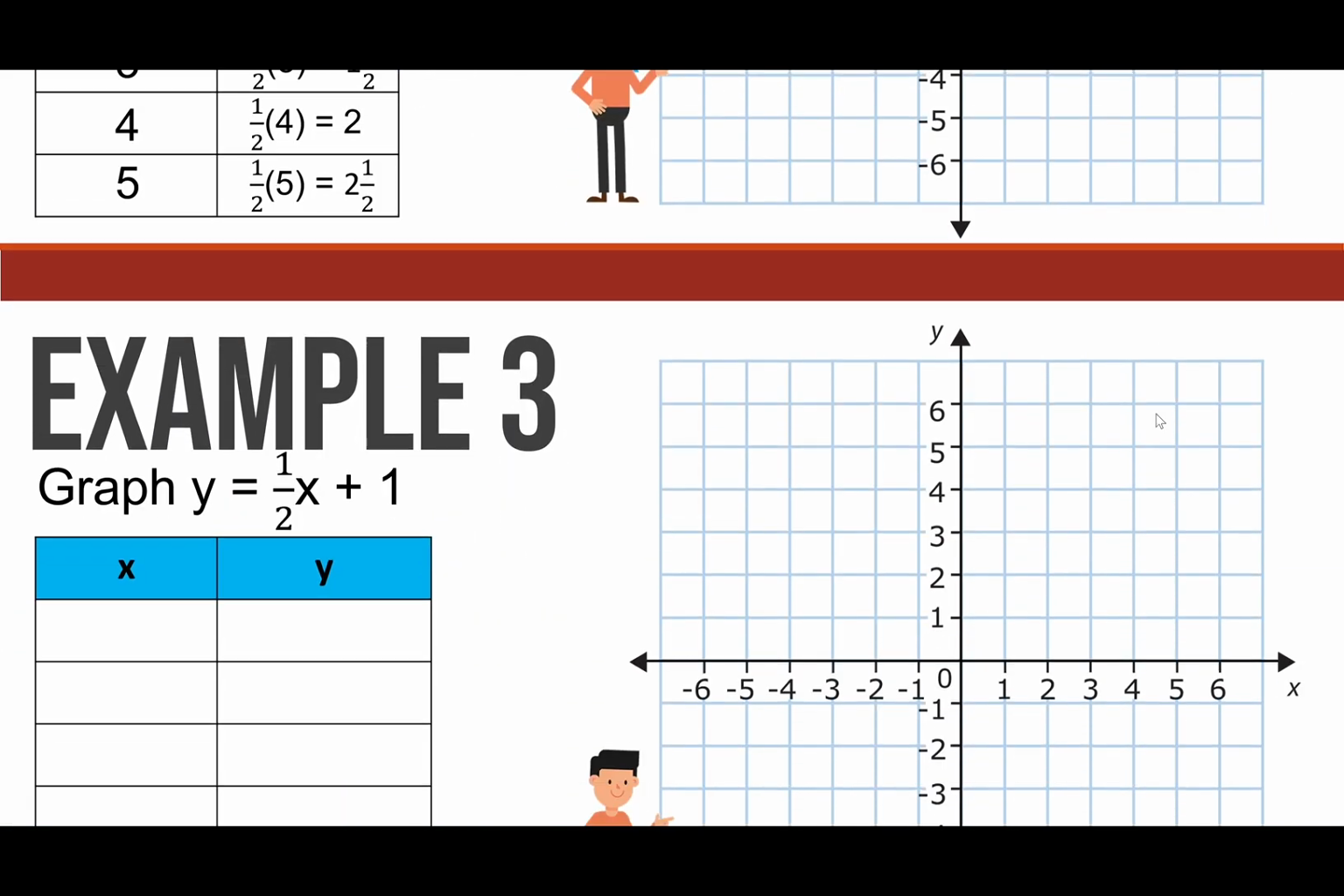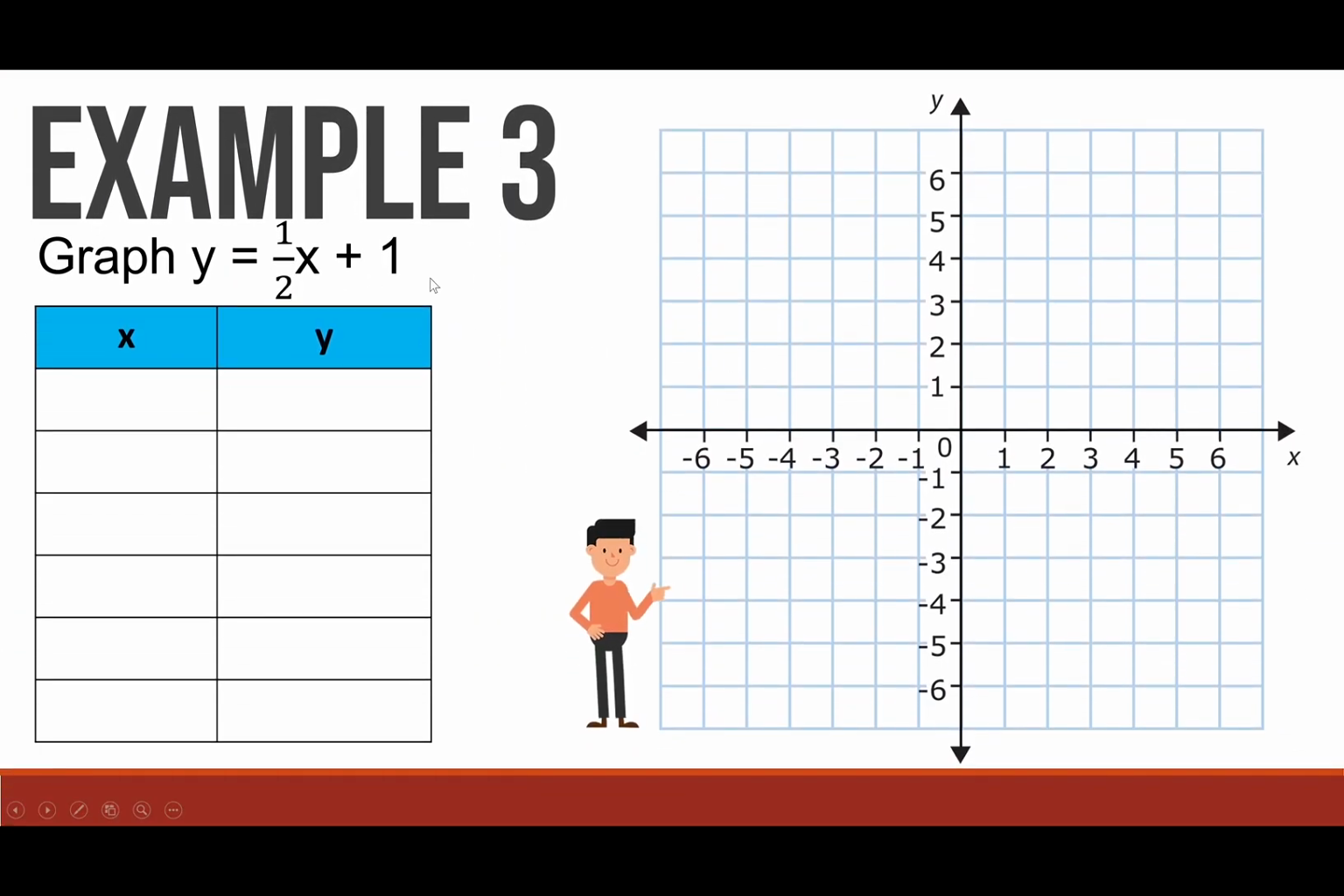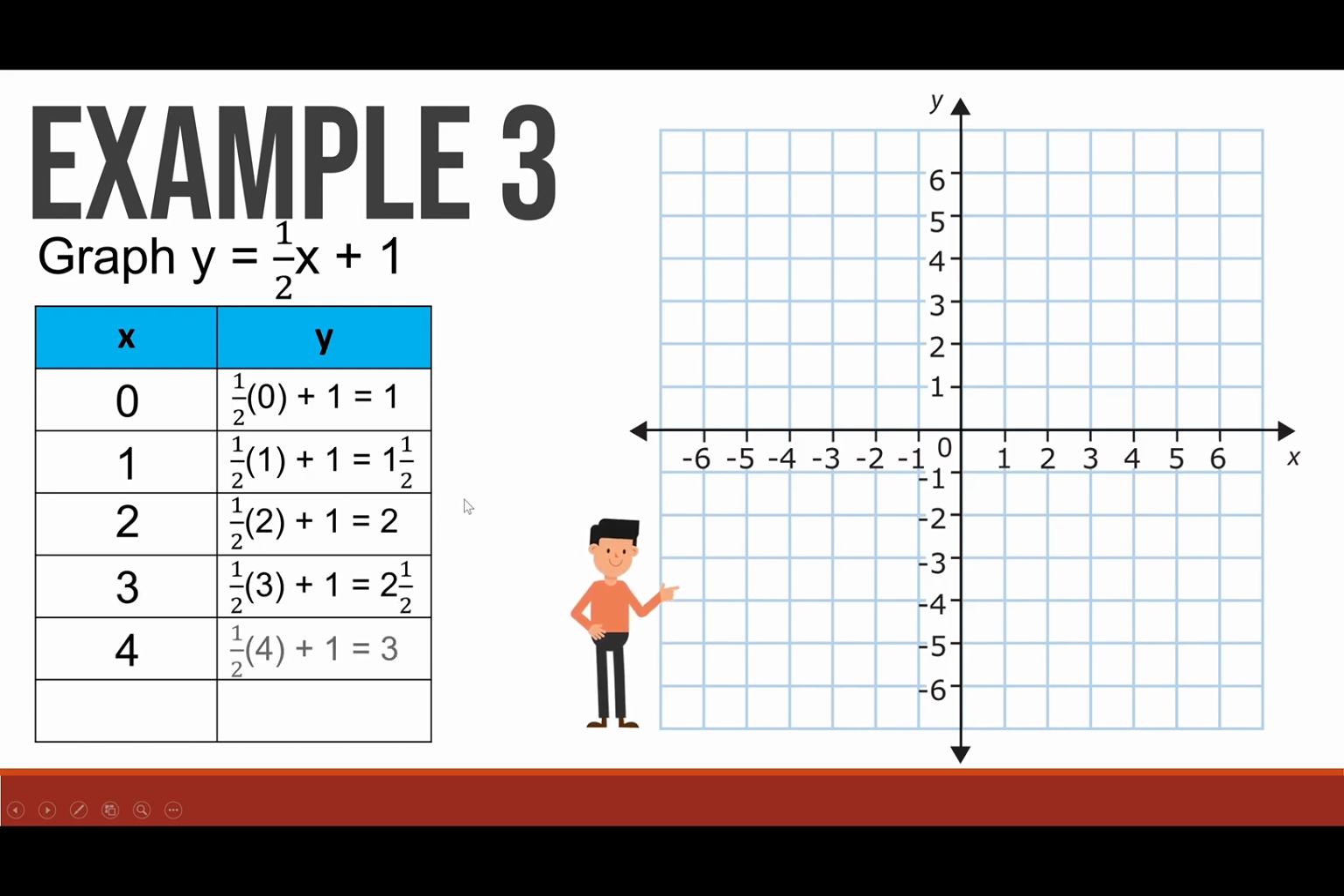Take a look at example number 3. Ooh, this equation looks complicated. No, it's not. It's very, very easy. Again, you're going to do the same thing. Plug in some numbers into x and then see what the output is. First number, I'm going to plug in 0. So half times 0, which is 0, plus 1, that's going to give me 1. Next number is 1. Half times 1, that's a half, plus 1, that's 1.5. If I plug in 2, that's going to be half times 2, which is going to be 1. 1 plus 1 is 2. You do the same thing for the rest.